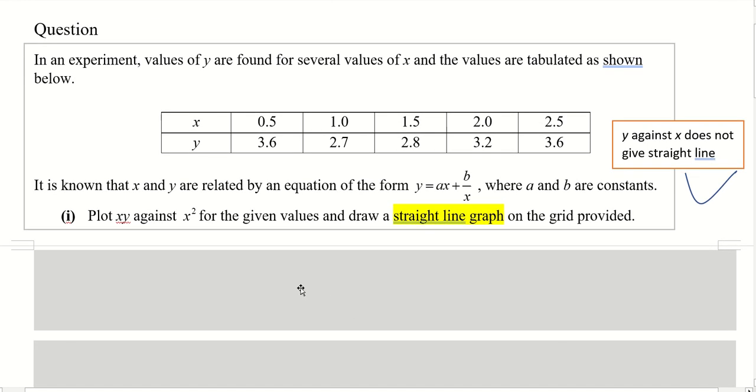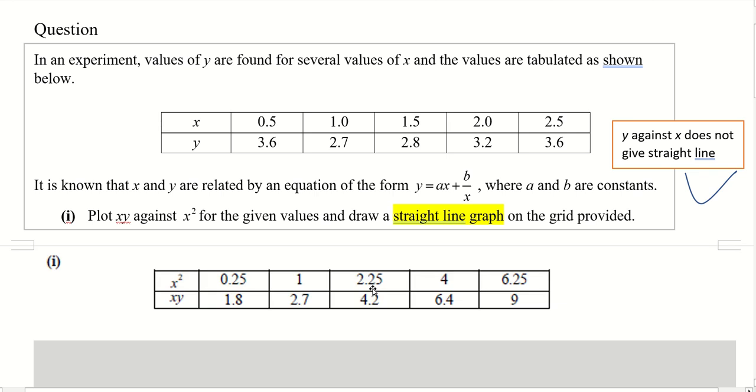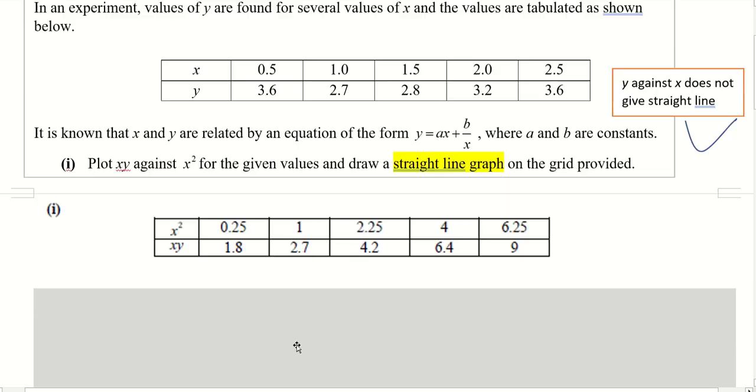And for this question, they have already told you, when you plot xy against x squared, you will get a straight line graph. So the very first thing you do is to plot the table, xy against x squared. So you find the value of xy. The first xy is actually 0.5 times 3.6. x times y will give you 1.8. And x squared is just 0.5 squared. So you convert from this table into this table so that you can plot xy against x squared.